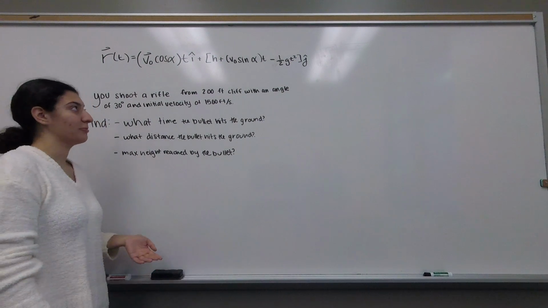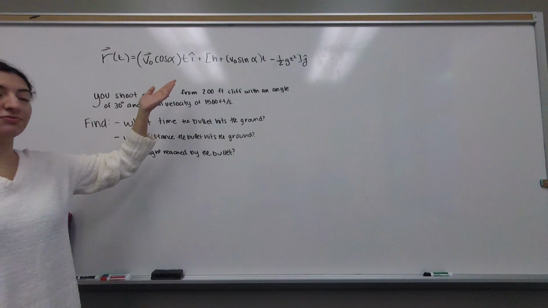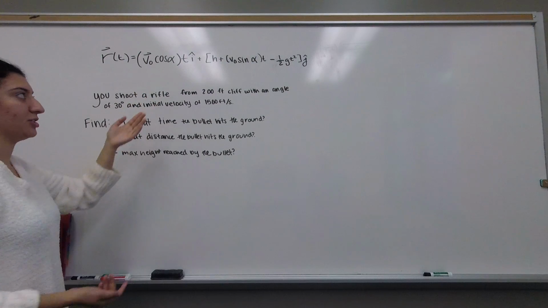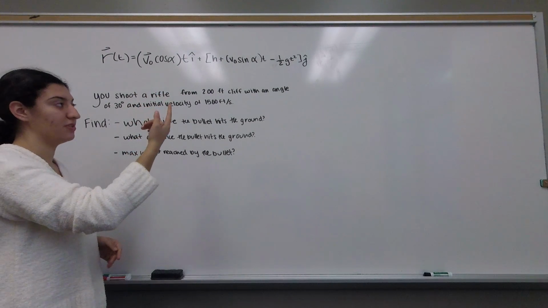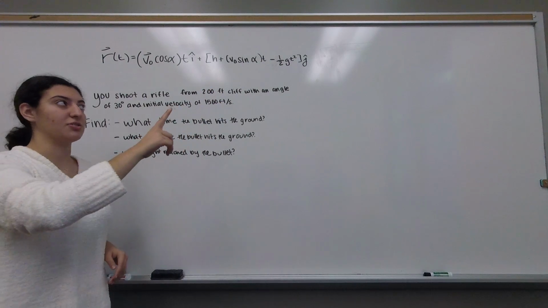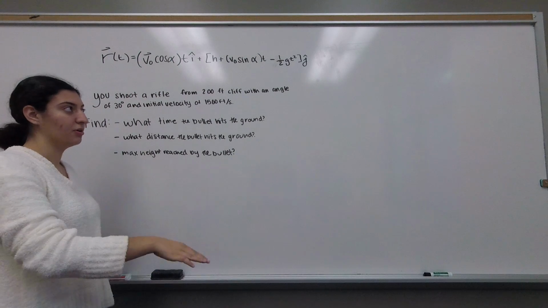Today we're going to talk about projectile motion. We start off with the position function: v initial cosine alpha times t in the i direction, and then h plus v initial sine alpha times t minus 1/2 g t squared, where g represents gravity and alpha represents the angle upward from 0.